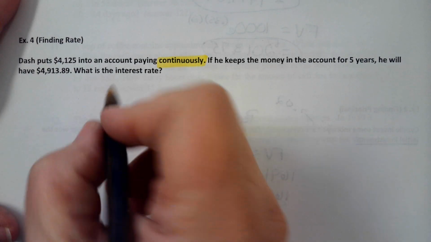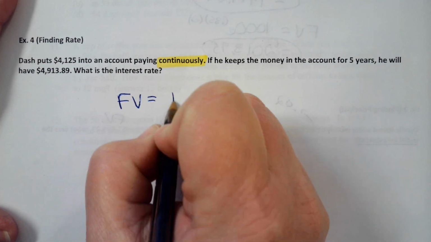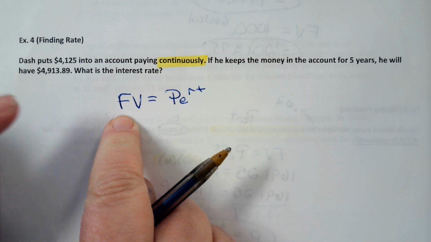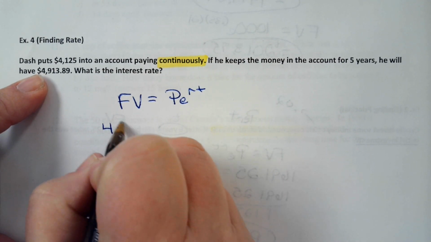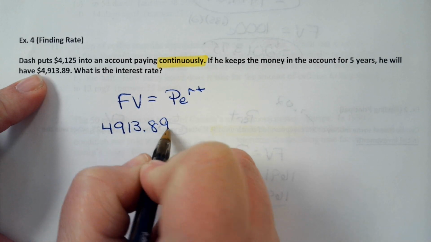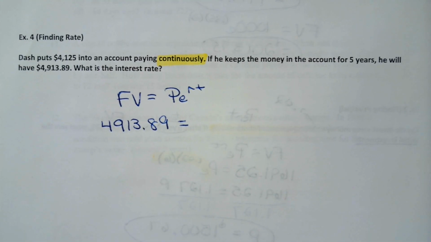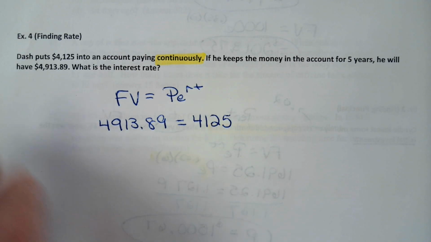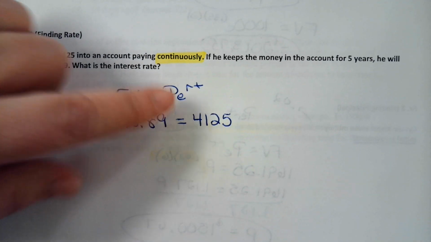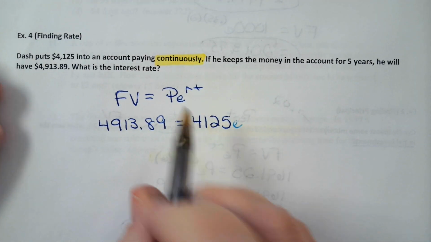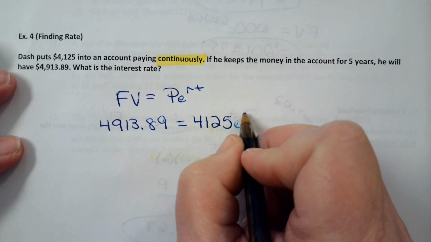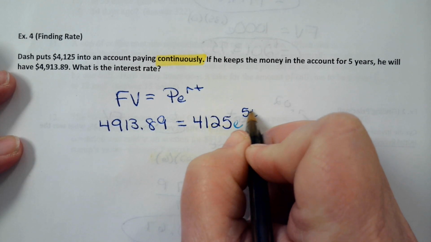All right, so let's write down our formula. FV equals the PERT. What is the final amount? The $4,913.89. What was his initial amount? The $4,125. Then we've got our E. We don't know the rate, but we do know the time. The time is 5 years, so I'm going to put the 5 first and then put T for time.